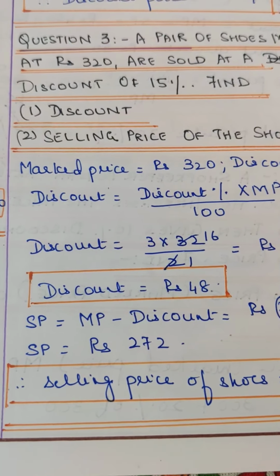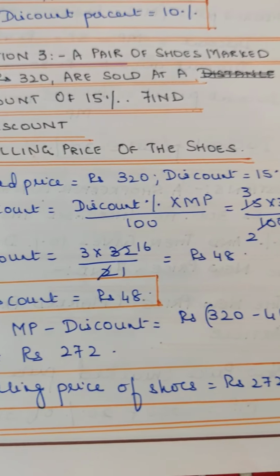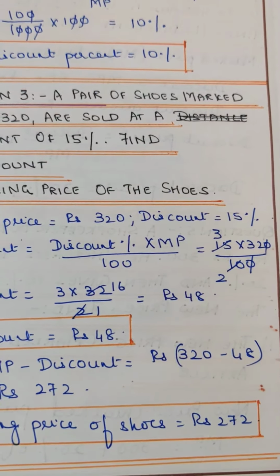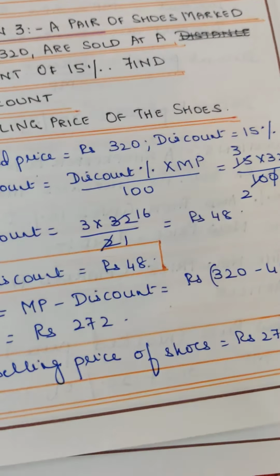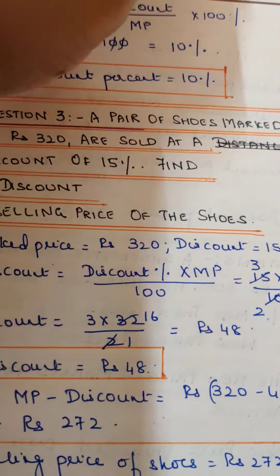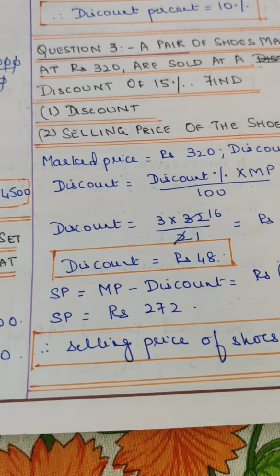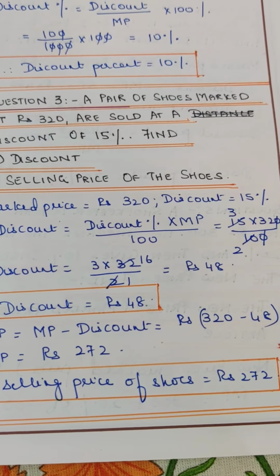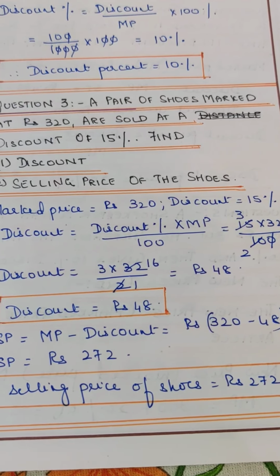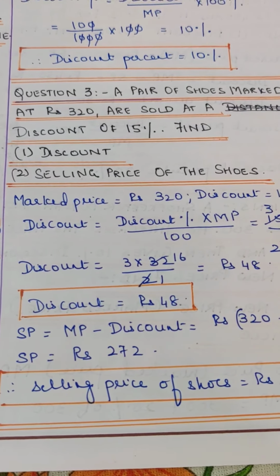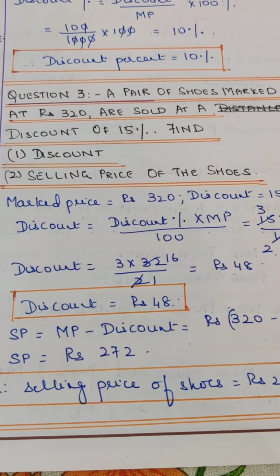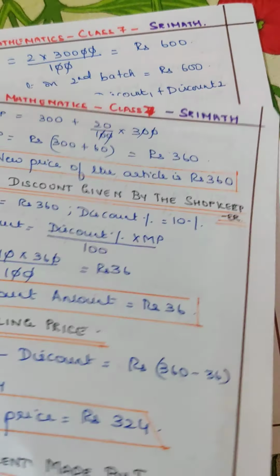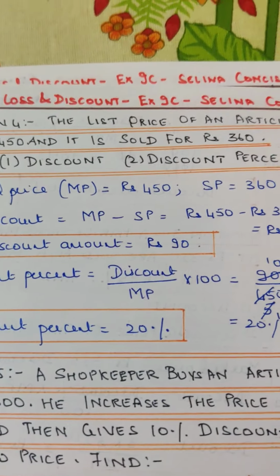Therefore, now what is the selling price? Selling price is equal to mark price minus discount. That is equal to 320 minus 48. That is equal to selling price is equal to 272. Therefore, the selling price of the shoe is equal to 272. Therefore, the discount is 48 rupees and the selling price of the shoes is 272. Now, let's quickly move on to question number 4.